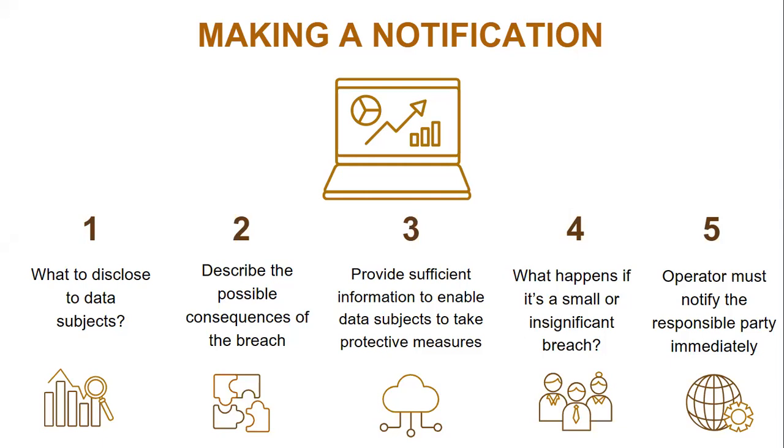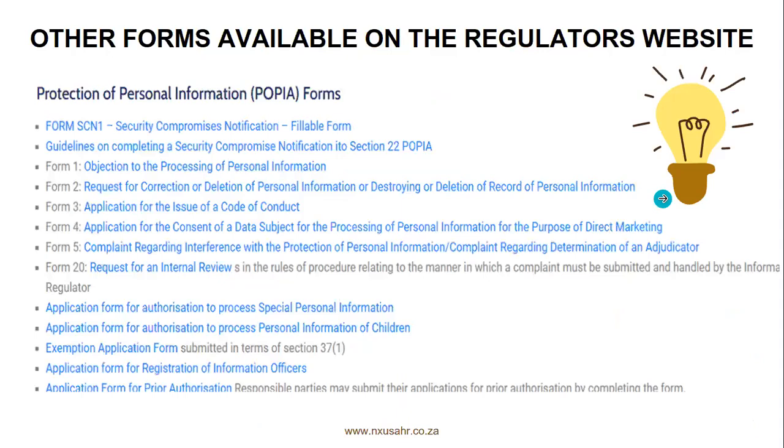The operator must notify the responsible party immediately. An operator being the person that is actually processing the personal information on behalf of the responsible party. So let's say it's an employee. The employee of Shuguma Enterprises can inform Shuguma Enterprises to say, I went into the personal information files and I saw that the cupboard was broken into and some of the files were missing. This would be the operator informing the responsible party as soon as possible.